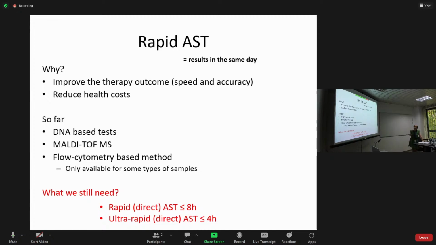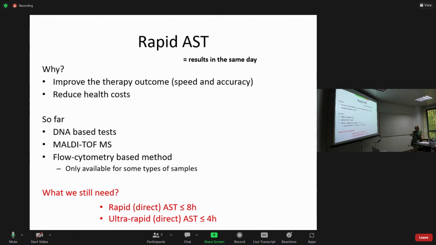So rapid antibiotic susceptibility testing will improve the therapy outcome because many times, particularly in the hospital, the clinical condition of the patient is very severe. So we are giving antibiotics before having the results of antibiotic susceptibility testing. And I was telling you about this very rapid adaptation in a matter of hours.